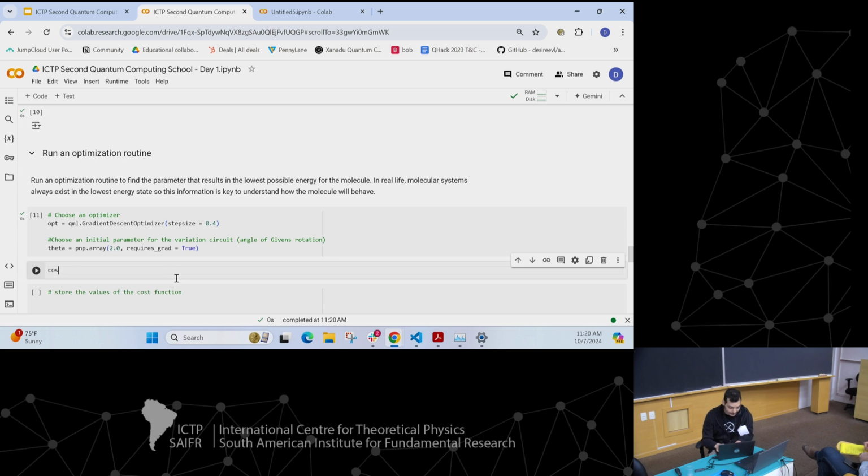Okay, and if you want to get an idea of where we're starting off from, you can call this cost function. And you get some value for the expectation value of your energy. Our job now is to minimize this value as much as possible.